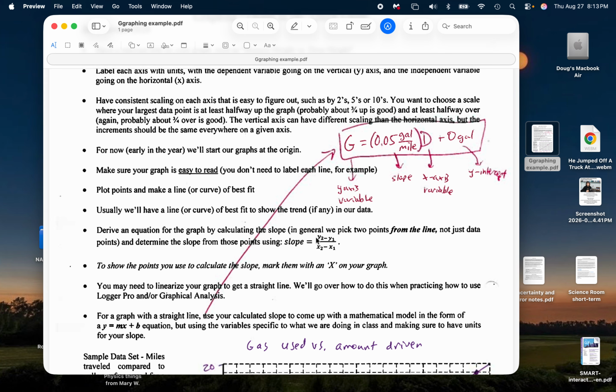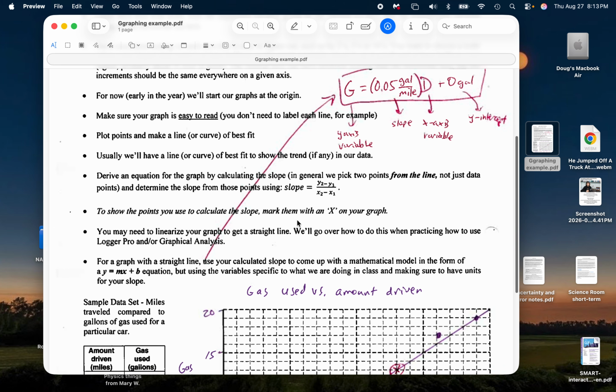So we get the slope by choosing a point 1 and point 2 and taking the y-axis value of point 2, subtracting point 1, and dividing that by taking the x-axis value of point 2 and subtracting from that the x-axis value of point 1.